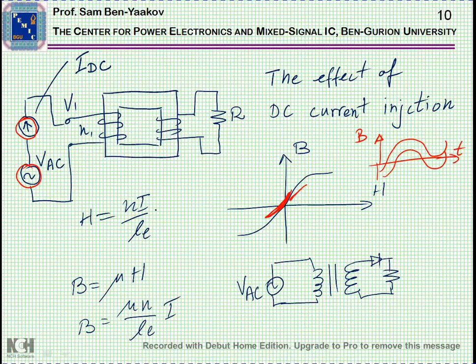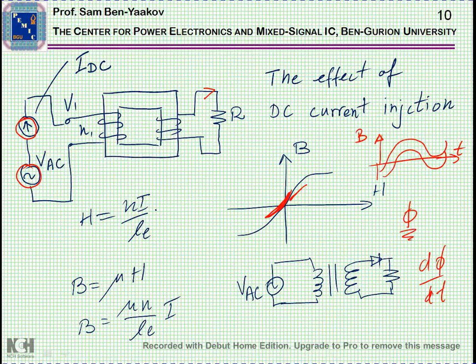Now, what about the effect on the second winding? Well, there is no effect, because if it is a DC current, then the phi resulting from it is constant. There is no d phi dt, so therefore there is actually no change in voltage.